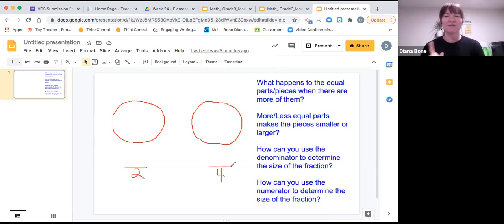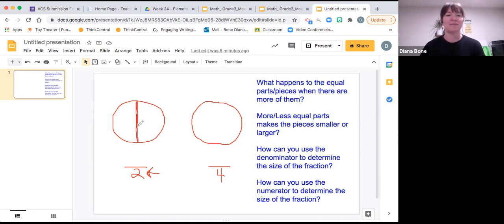Now, I want to go back to those guiding questions. What happens to the equal parts when there are more of them? So let's look at this denominator. If I'm going to divide this pizza into halves, how many equal parts is this pizza going to have? That's right, 2. 2 equal parts. Let's go make those. It's going to go right down the middle. Half goes right down the middle.